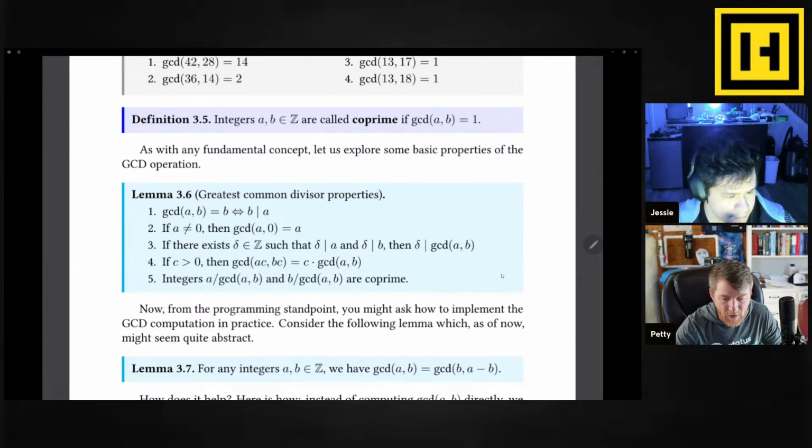If C is greater than 0, then the greatest common denominator of A and C and B and C is equal to C times the greatest common denominator of A and B. That makes sense. I think it's transitive. It's like transitivity.